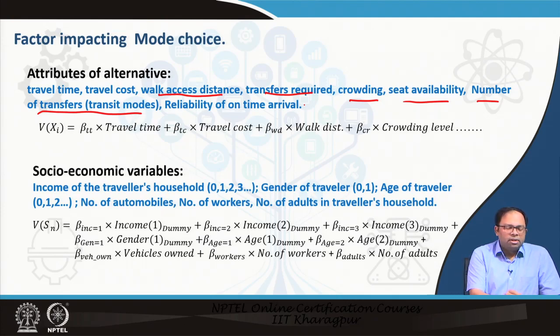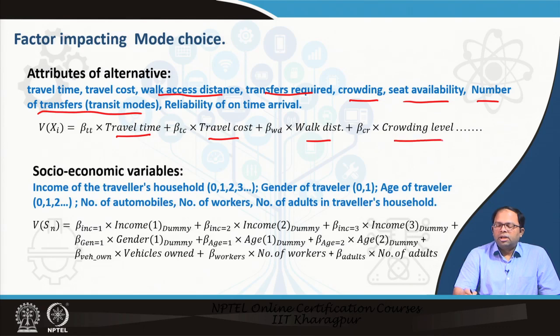So, here I have given you the formula where Vxi could include different components. For example, here we have considered travel time, travel cost, walking distance and the crowding level in that particular mode. Crowding level, if it is for car, probably would not be there, but if it is a bus, this particular variable would be considered in the utility equation.